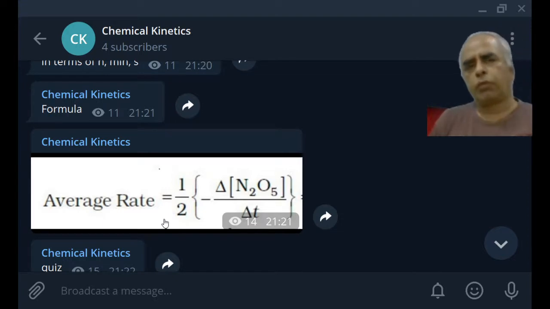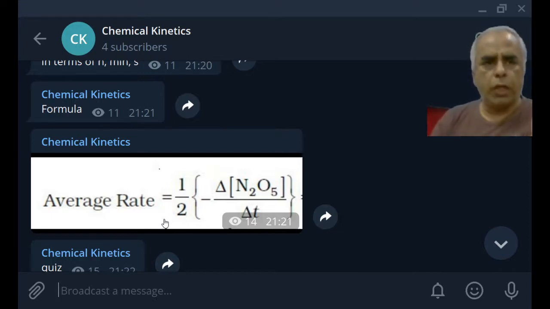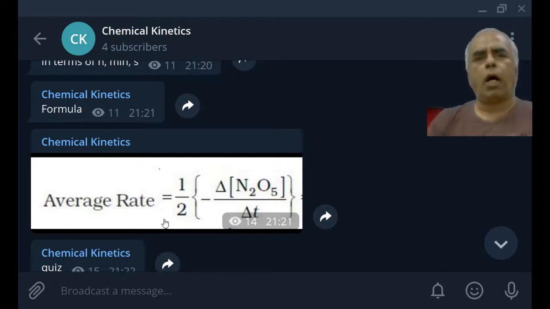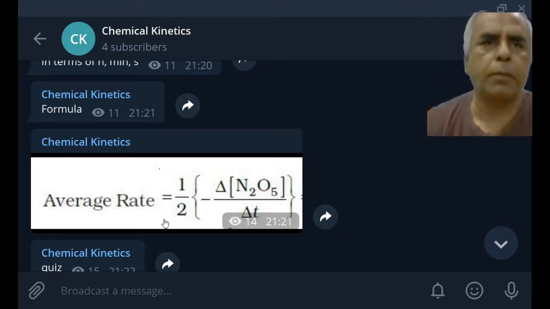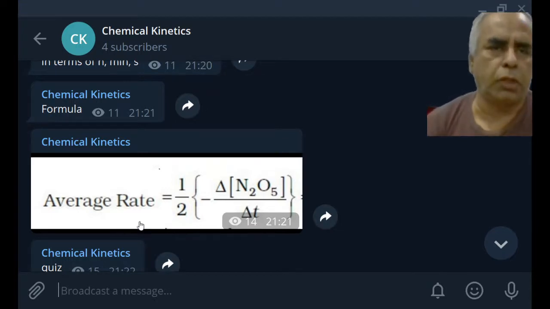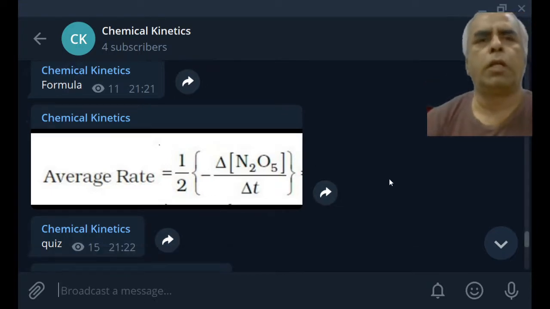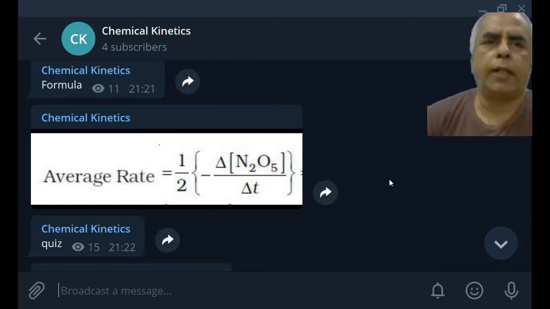See, when you look at the formula problem, you should be aware of the concept as well as the formula. So here the important tool is average rate. To determine the average rate, you have to make use of this equation: 1 by 2 into minus delta [N2O5] divided by delta t. Delta represents the change in the concentration of N2O5. And what is delta t? That is the change in time. That is the duration, the time schedule.